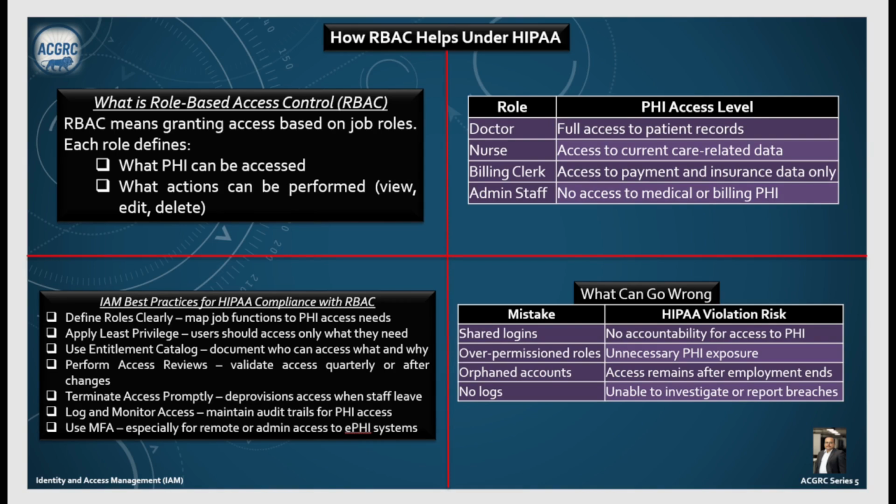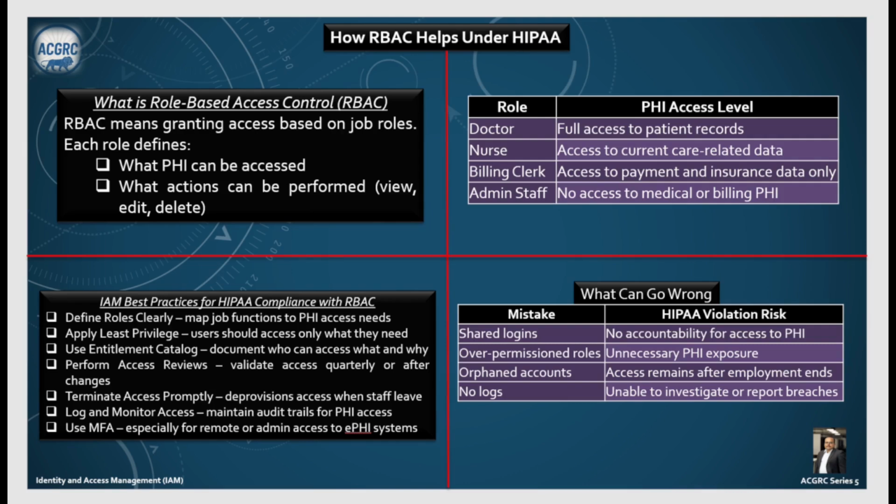Now, how does RBAC help under HIPAA? What's RBAC? RBAC means granting access based on job roles. Each role defines what PHI can be accessed, what action can be performed, whether it is view, edit, delete. As an IAM best practice for HIPAA compliance with RBAC, define the role clearly, wherein it maps job functions to PHI access needs. Apply least privilege, wherein users should access only what they need. Use entitlement catalogs, wherein it documents who can access what and why.